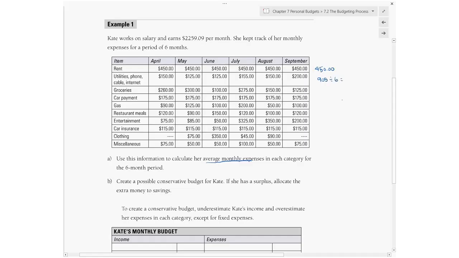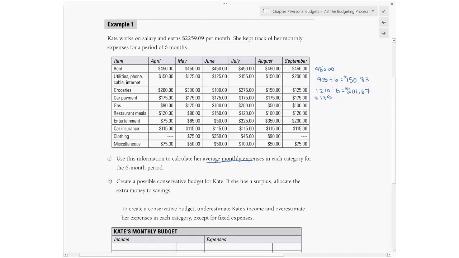You divide that by 6 and we're at $150.83. Okay. Groceries, well, she had 260 and then 300. And then the next month it was 100 and 275, 150, and 125. So she spends $1,210, and again we'll divide that by 6, and it's $201.67. Okay, so her car payments, we can see it's $175 all the way across. So 175.